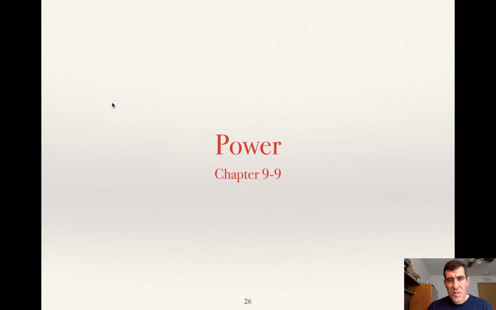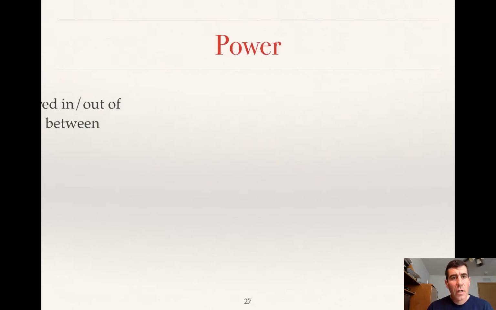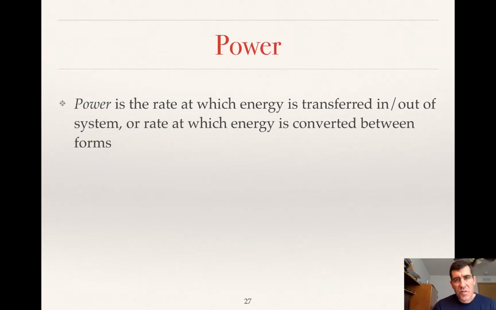So the final video from chapter 9 is going to be on power, which is covered in chapter 9-9 in the textbook. Okay, so power is the rate at which energy is transferred into or out of a system, or you can think of it as the rate at which energy is converted between different forms, so say between kinetic and potential.